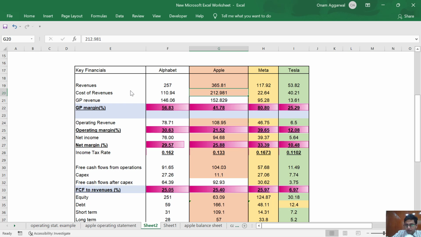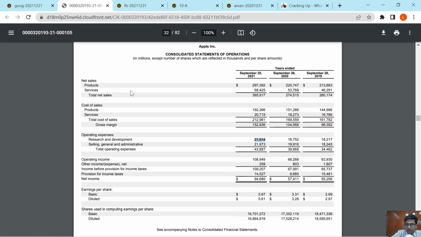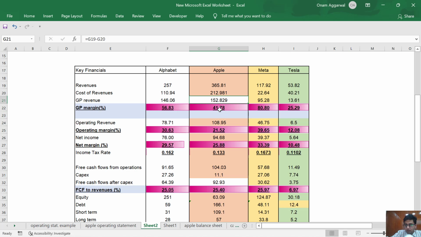Let's take the second company, Apple. Let's start again with the income statement. We have the revenues, cost of revenues, and gross profit. We took in 2021 the total revenues, we took the cost of revenues, that is the cost of sales, and we got the GP margin. The GP margin comes out to be 41.78%.